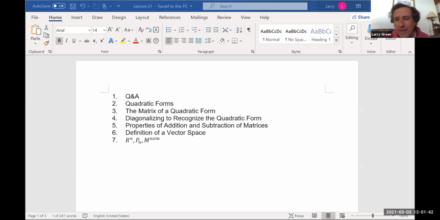Okay, so here's the plan. I'll start out as always with questions that you might have. And then we're going to get into quadratic forms. We'll start out with the easiest ones, which are ellipses and hyperbolae. So hopefully you still remember all about ellipses and hyperbolae.